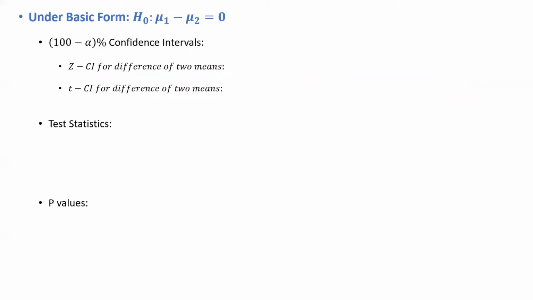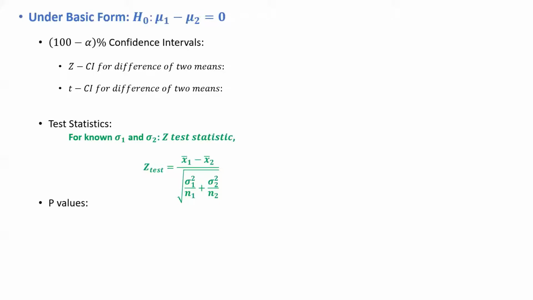We saw both Z confidence intervals and T confidence intervals. Let's look at the test statistic approach. If both sigma 1 and sigma 2, which are the population standard deviations for populations 1 and 2 respectively, are known, then we go for the Z-test statistic. This is the equation of the Z-test statistic under the basic form of the null hypothesis, where the hypothesized mean difference is equal to 0.